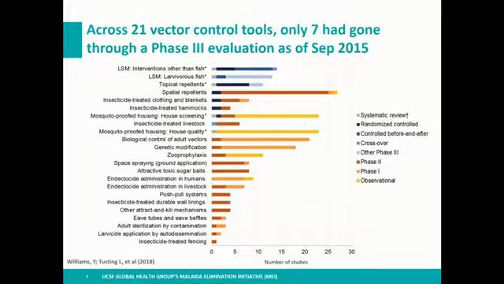So the 7 tools listed toward the top had been through these evaluations, and that includes LSM, larval source management, topical repellents, spatial repellents, insecticide-treated clothing, insecticide-treated hammocks, mosquito-proofed housing, namely house screening in that trial, and also insecticide-treated livestock.